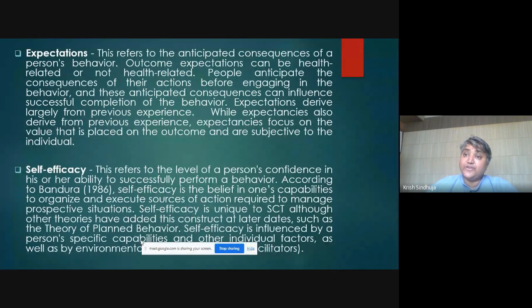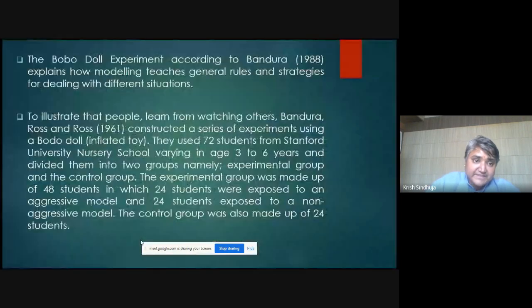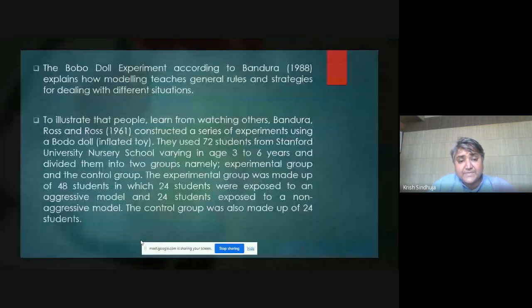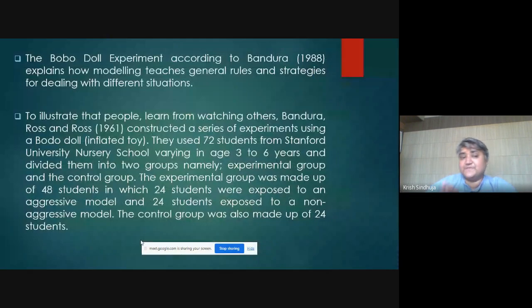So belief in your capabilities to organize and execute, that belief component is referred to as self-efficacy. Now let's focus on the Bobo doll experiment. This is a real image that was used in the Bobo doll experiment. We'll get into what happened in this experiment.